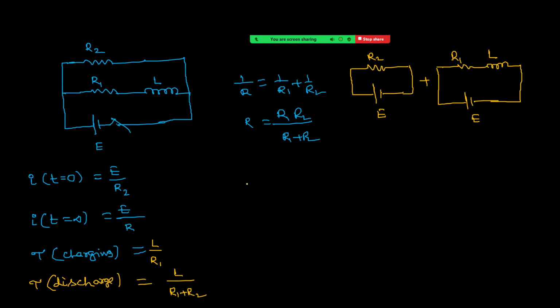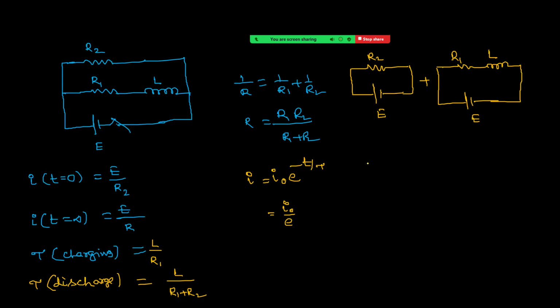Already we have seen that during decay of current, I equal to I naught e power minus t by tau. After one time constant, it becomes I naught by e. Is the point clear? So like this, we can solve the question. Okay, so take one more question here.